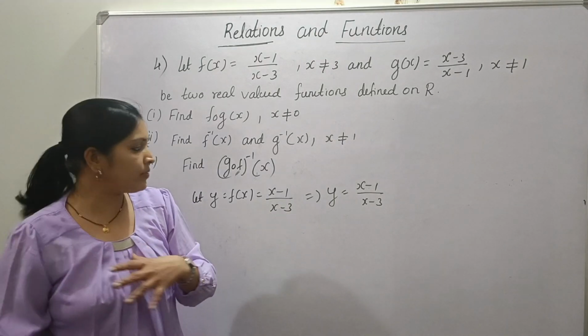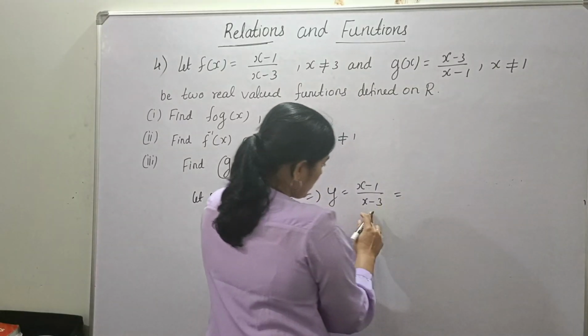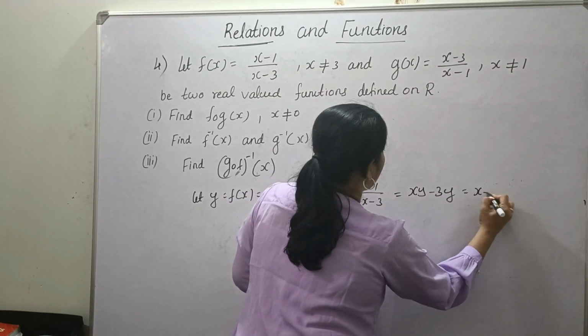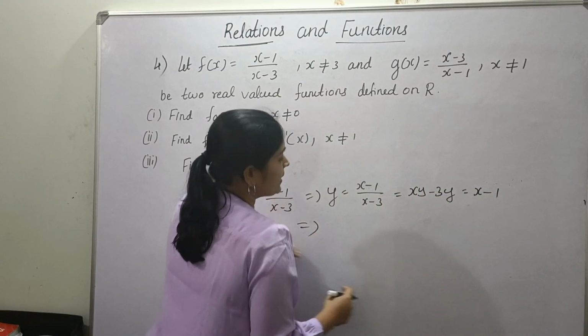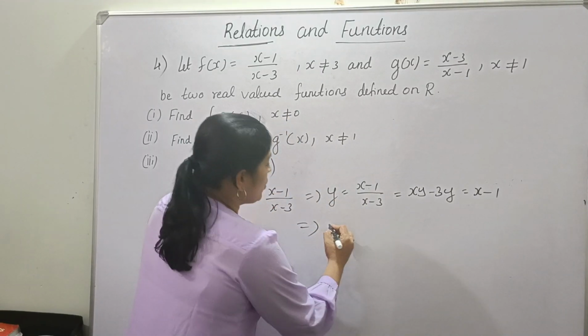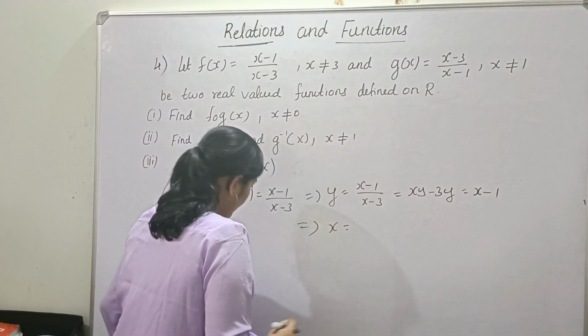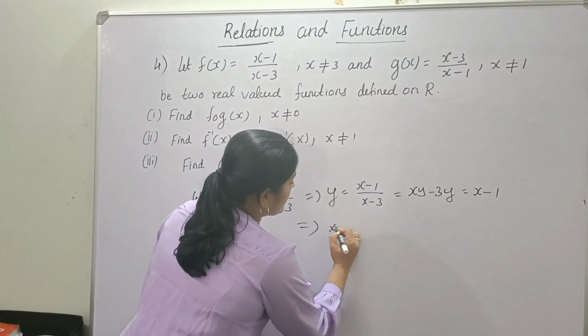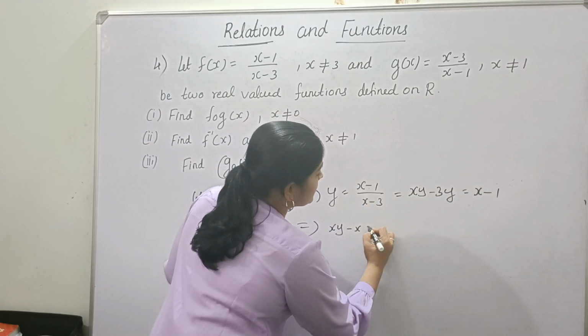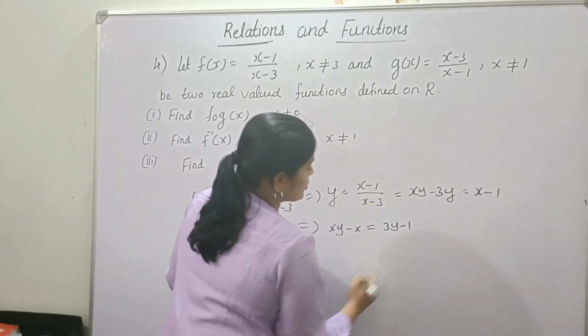Okay, right side it is in y terms. So simplify: xy minus 3y is equal to x minus 1. That implies take all the x terms to the left side, because we have to make x the subject. So xy minus x, taking this x to the left side, is equal to 3y minus 1.